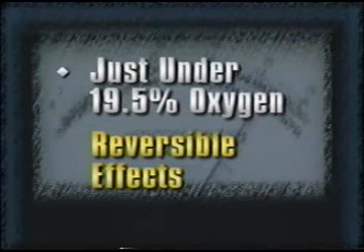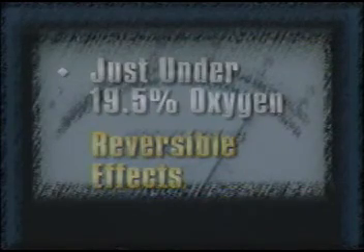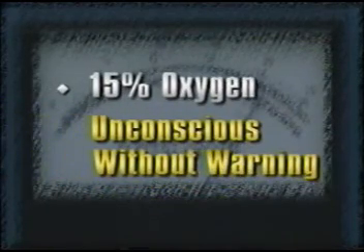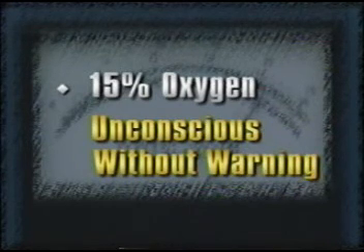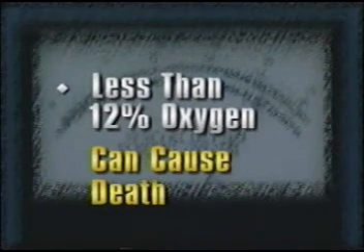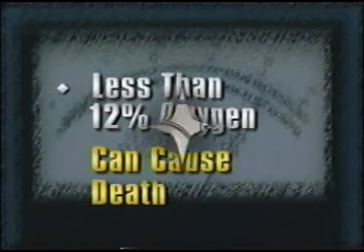At just under 19.5%, the effects of reduced oxygen don't take effect quickly, and they can be reversed. But if you're exposed to an oxygen level of 15%, you can become unconscious without any warning. It can happen so quickly, you won't be able to get out or act fast enough to protect yourself. At any oxygen level less than 12%, most people die unless they're quickly removed and revived.